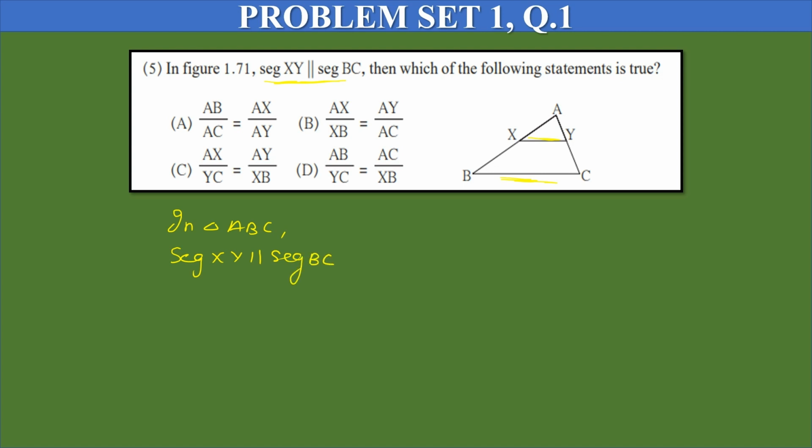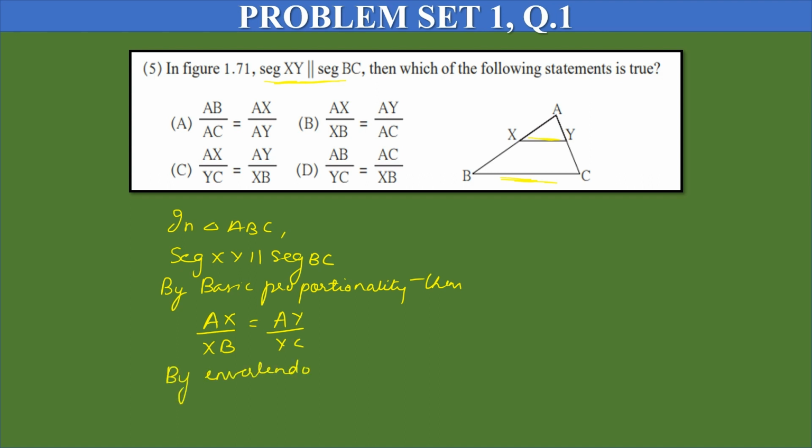Yes, if it is parallel, we can use the basic proportionality theorem. So by the basic proportionality theorem, we will get AX upon XB is equal to AY upon YC. So by invertendo, we will apply invertendo. So we will get XB upon AX is equal to YC upon AY.